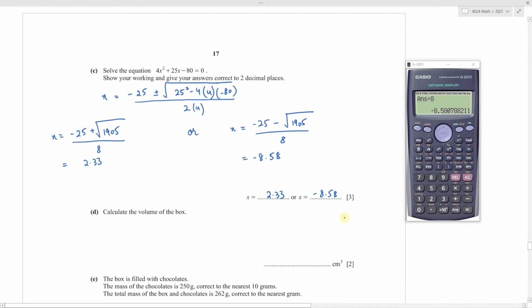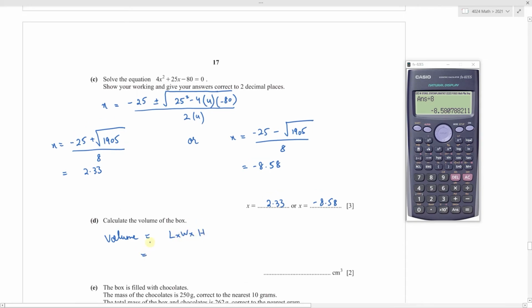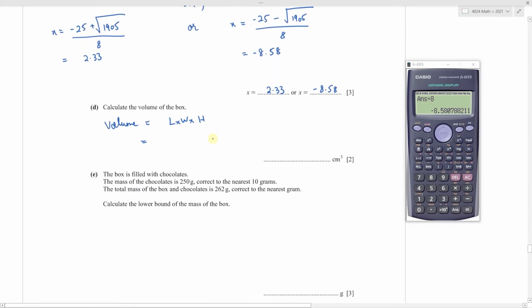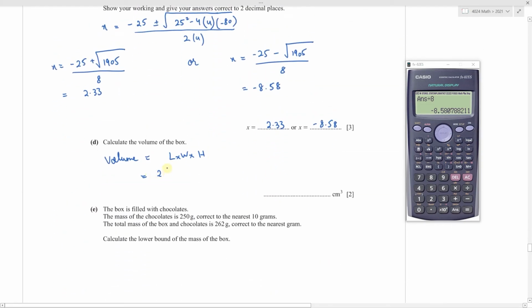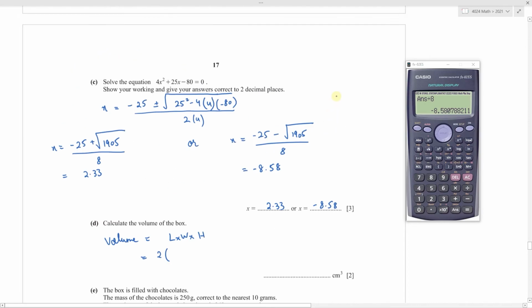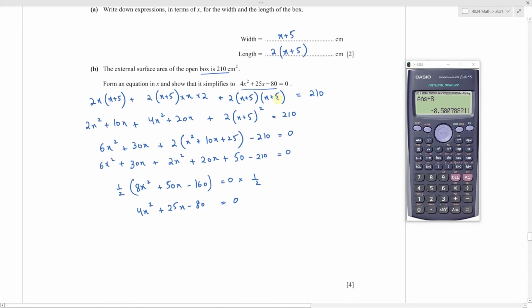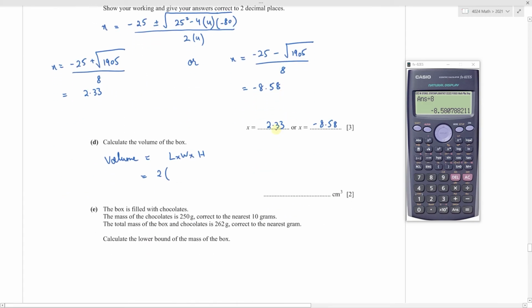Calculate the volume of the box. So volume is length into width into height. So what is your length? Your length now is 2 times x plus 5. So your x value is 2.33. Your length cannot be a negative value. Or in fact, if you look at this, height is x. So your x value cannot be negative because the height of a cuboid cannot be a negative value. So we will use the positive value of x.